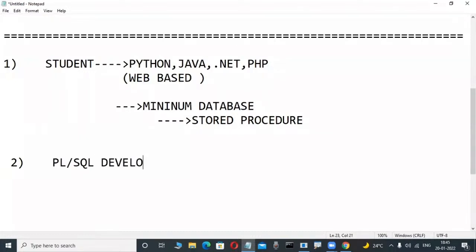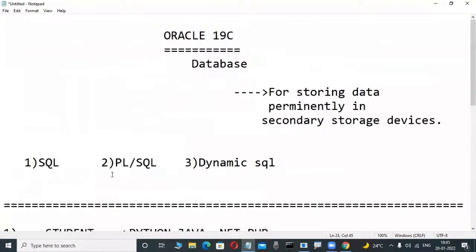PL/SQL developer jobs are there, which need no knowledge of Java, .NET or front end. Maybe non-technical persons without very good programming skills apply for PL/SQL developer jobs. There may be a gap of 2 or 3 years, 2 plus, 3 plus years. Those persons are in our course only. They are learning this course for the PL/SQL developer purpose.